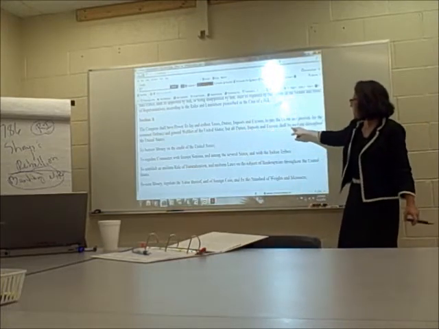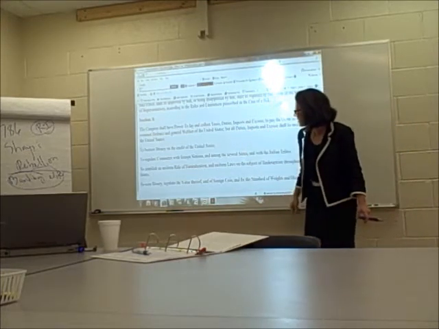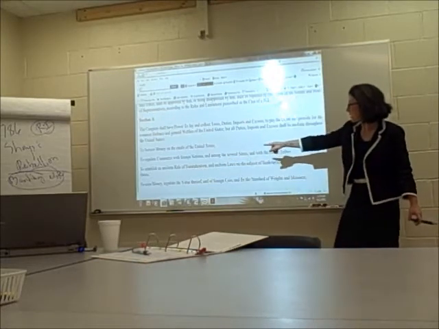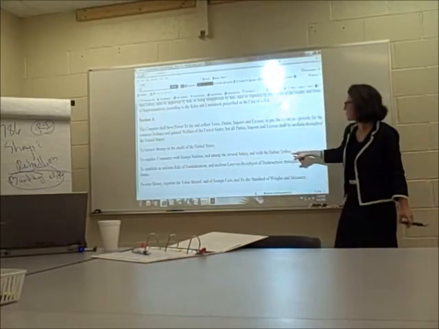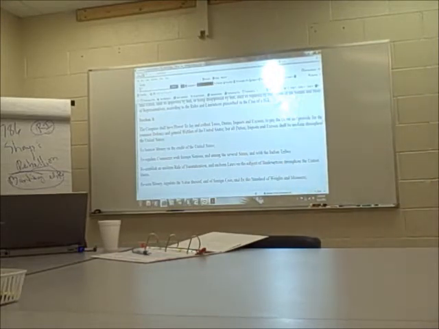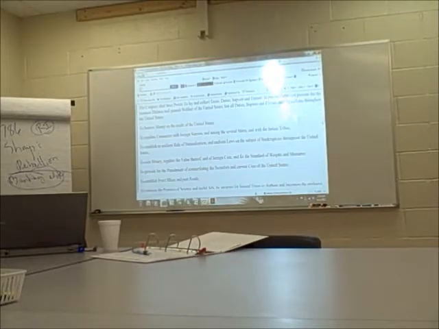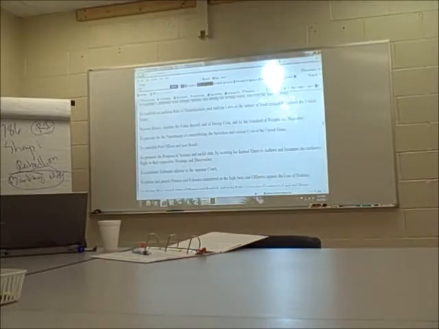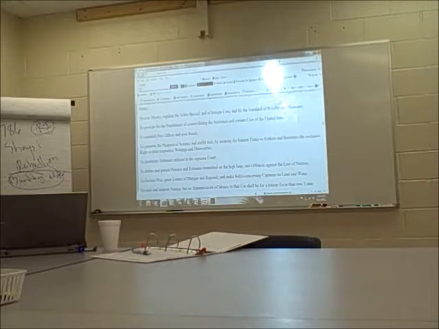But all duties, imposts, and excises shall be uniform throughout the United States, to borrow money on the credit of the United States, to regulate commerce with foreign nations and among the several states, to establish a uniform rule of naturalization, which is immigration, coining money, regulating the value, providing for punishment of counterfeiting, to establish a post office, to promote the progress of science and the useful arts by securing copyrights. Interesting, that's right there.